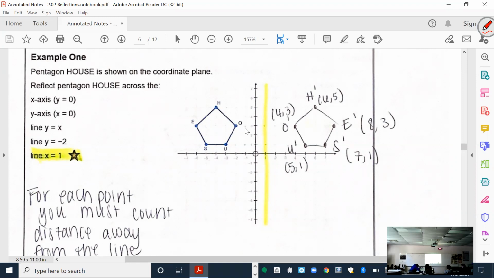All right, so again, for these ones, you have to count. So like O is 1, 2, 3 spaces away, so you count 1, 2, 3 spaces on the other side. The H is 1, 2, 3, 4, 5 spaces away on one side, so it has to be 5 spaces away on the other side. And that's pretty much true for all of the other ones. They should be the same amount of distance away, but the other ones have fixed rules. Questions?